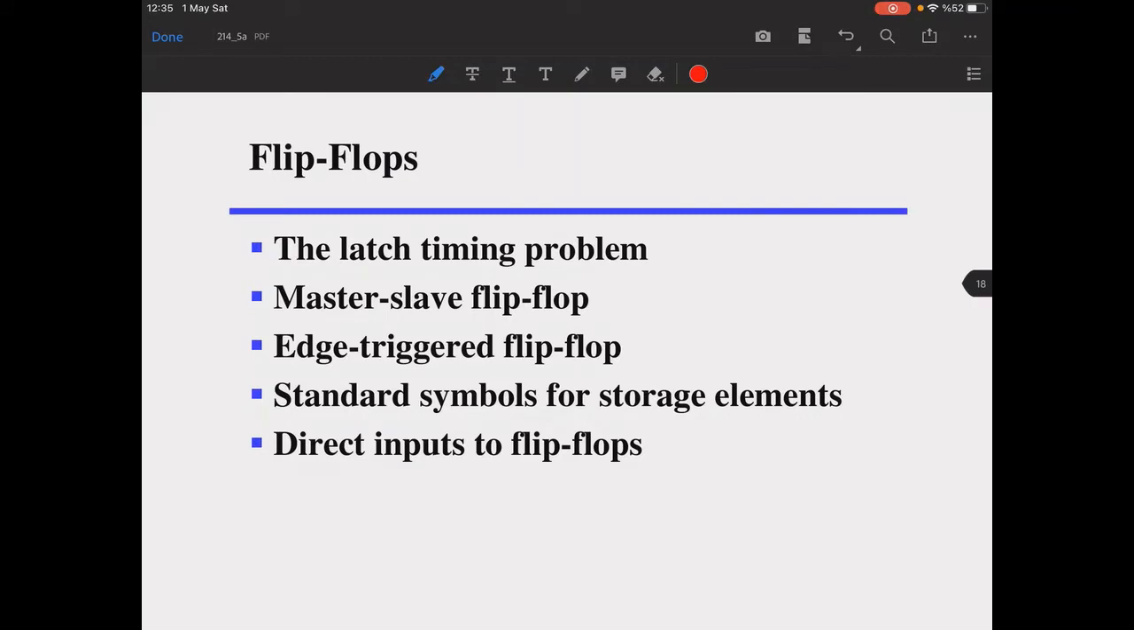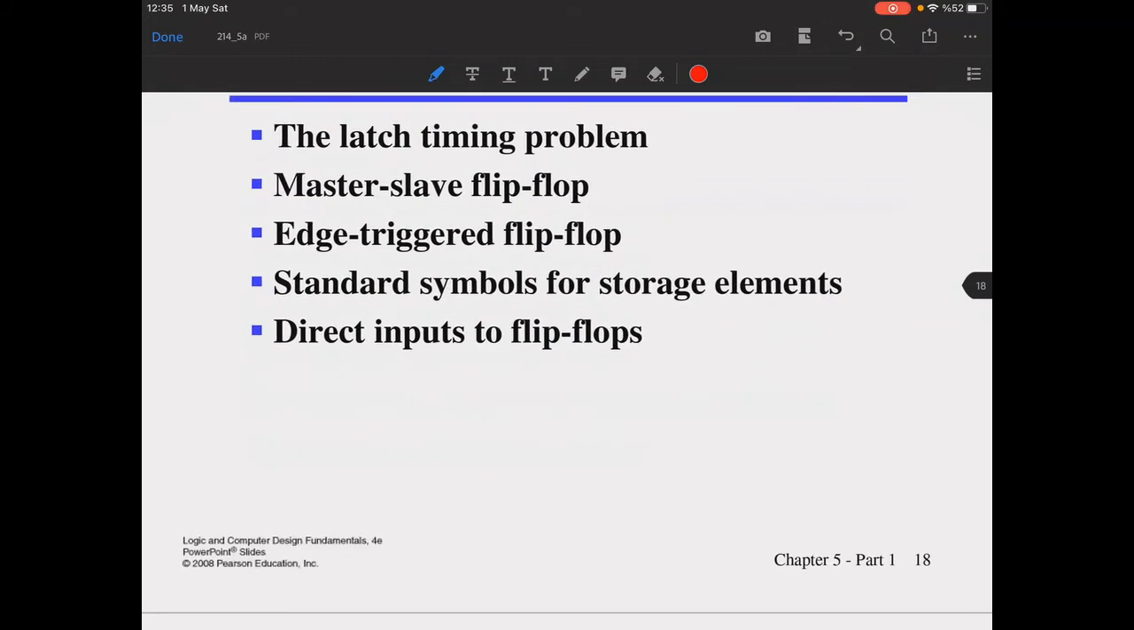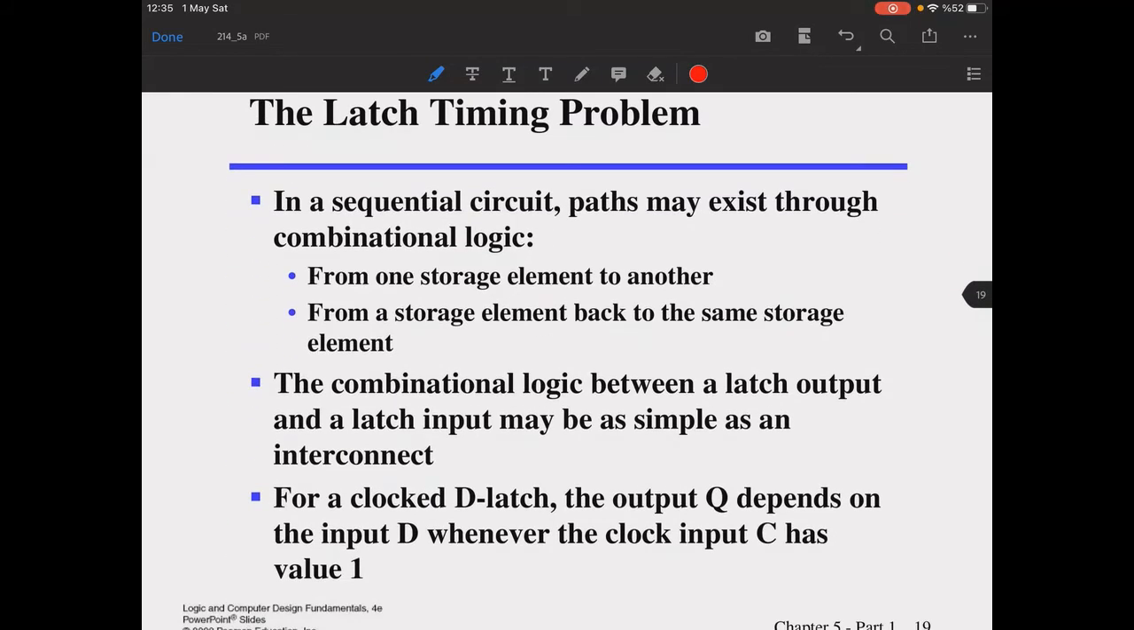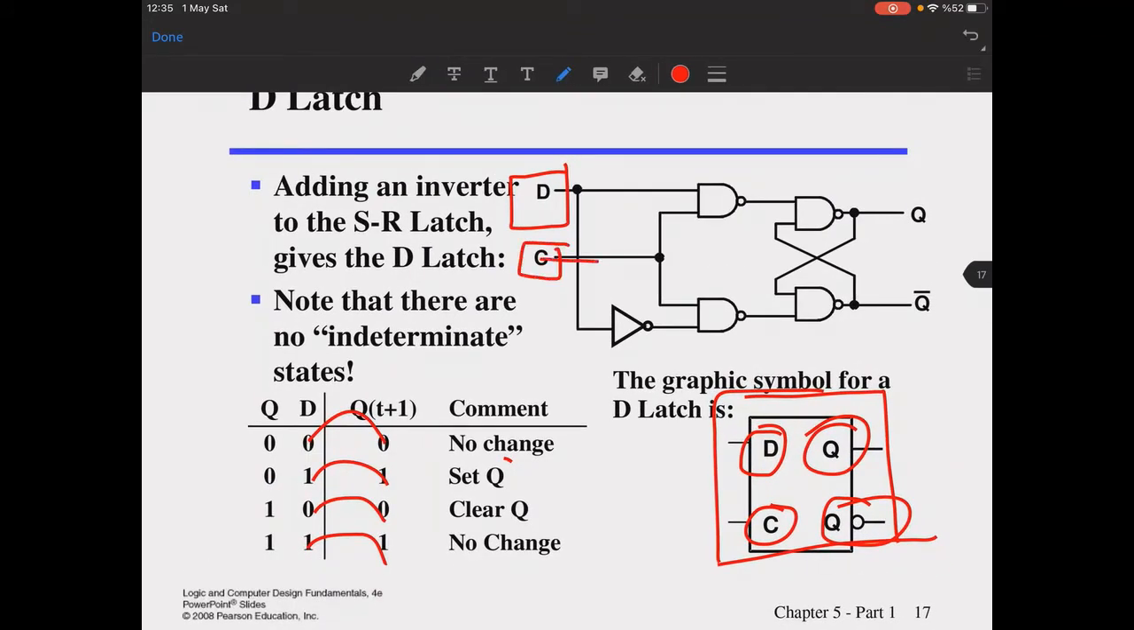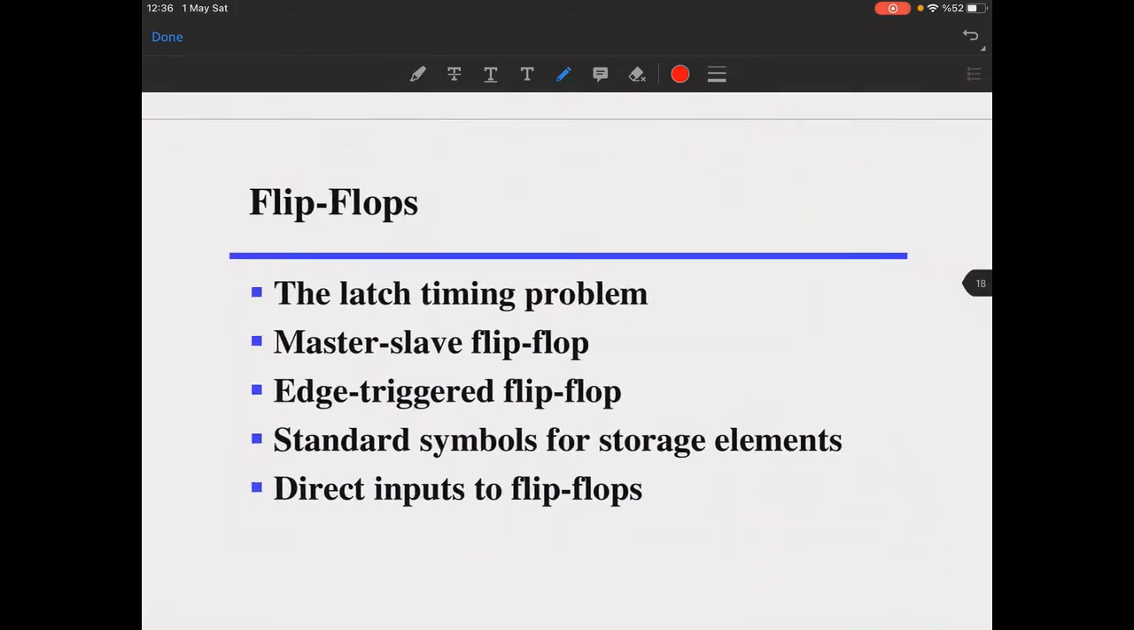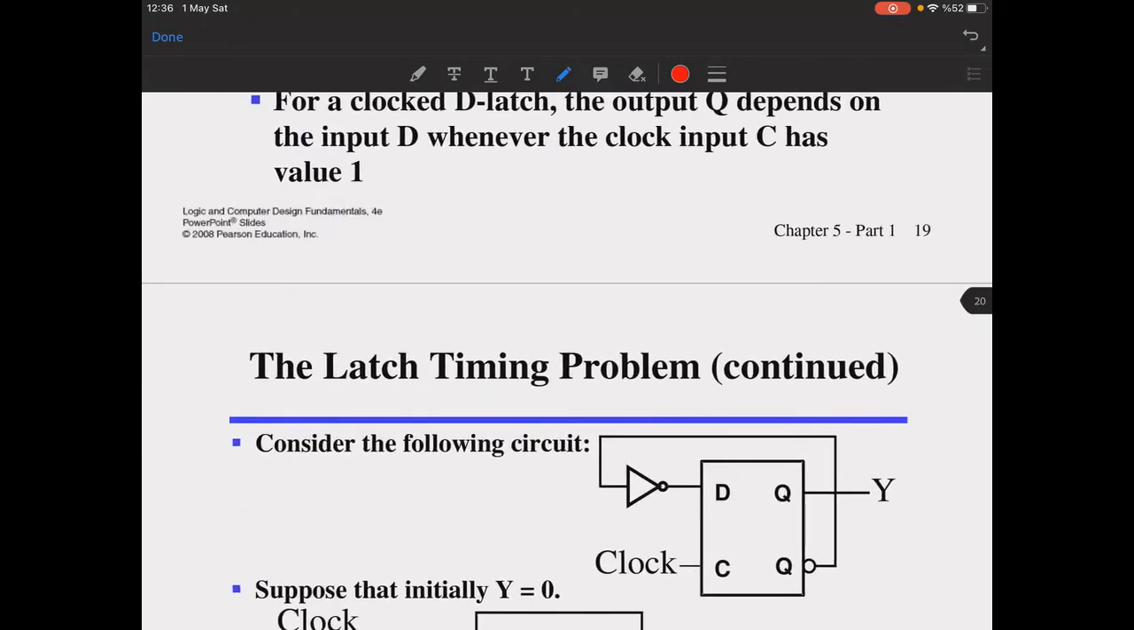Now the flip-flops are dealing with the latch timing problem. There are several solutions for this: master-slave flip-flop and edge-triggered flip-flops. Here, let's introduce them. There are delay paths from one storage element to another, and for a clocked D-latch, maybe you have noticed the output Q depends on the input D whenever the clock input has value 1 here. As long as the clock input is 1 here, they are allowed to change, which is not very pretty, right?